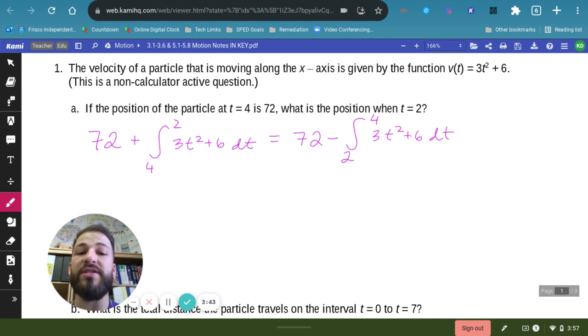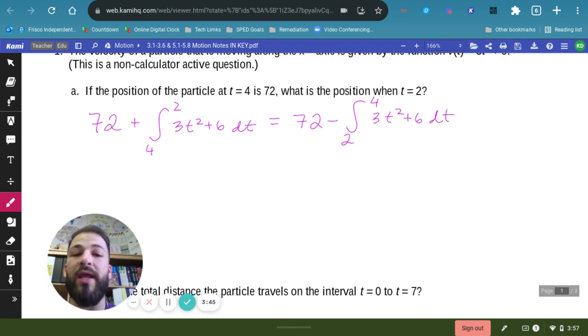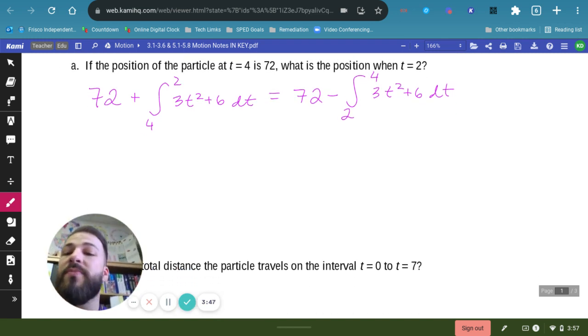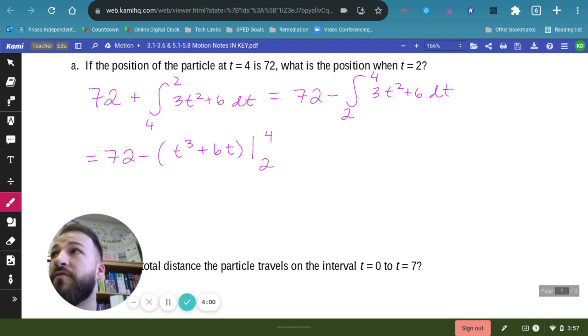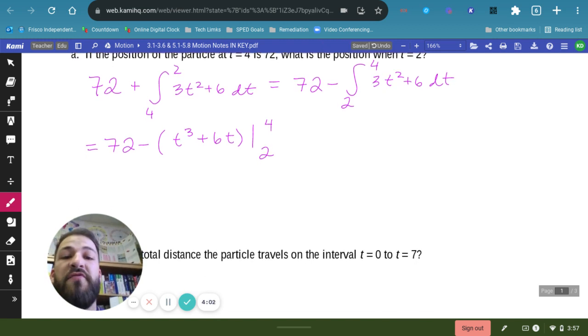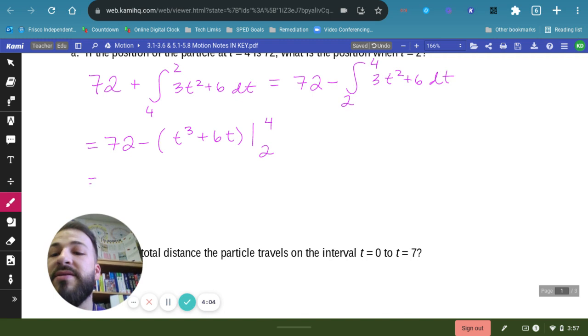So from here, I can just integrate and plug in. Integrating our function 3t squared plus 6, we would get 72 minus our new function, which would be t cubed plus 6t, and then we are still evaluating it from 2 to 4. So from here, I can just start to plug everything in. So this is equal to 72 minus 4 cubed plus 6 times 4.